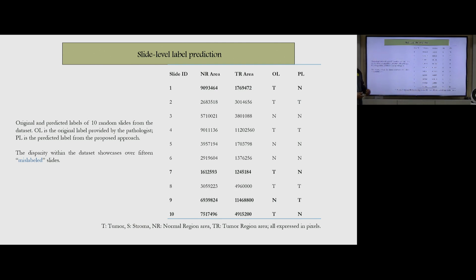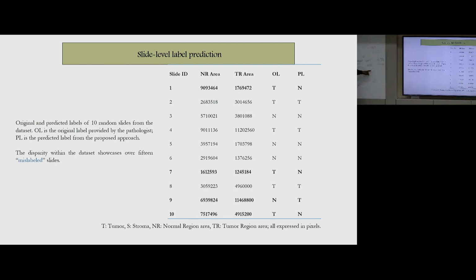Why does it happen like that? As I explained, maybe the region that I used for assigning this wasn't the best. This is one of the reasons. Or maybe they did it in a subjective way, so it did not totally match with what it was supposed to be.